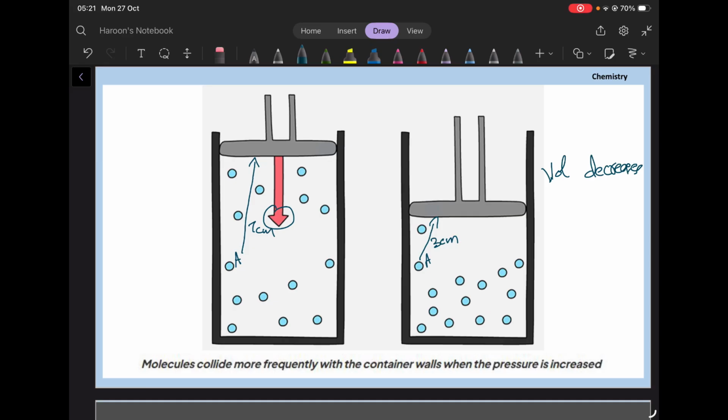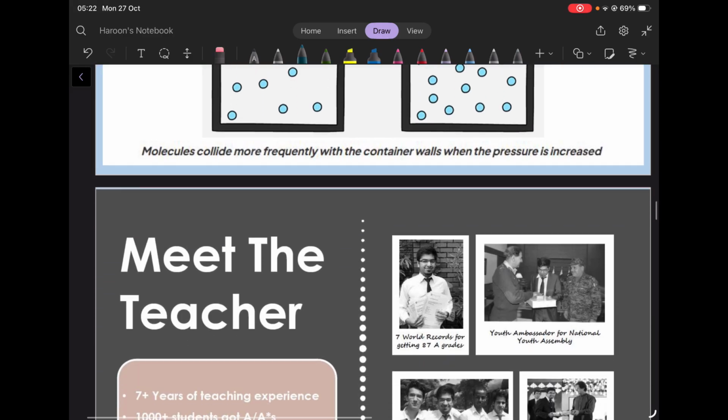When you have to travel a lesser distance at the same speed, you cover that lesser distance faster. So over here, when volume decreased for A, it had to travel a lesser distance to hit this piston or the top part over here. So when it had to travel a lesser distance at the same speed, the number of collisions with the walls of the container would increase. When the number of collisions on average increases, that would cause an increase in pressure. So pressure increases. So this is the concept behind all this.